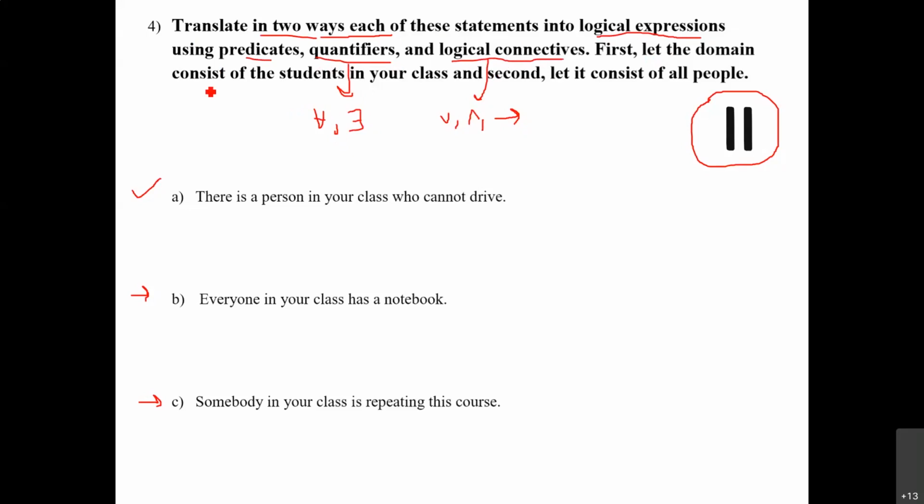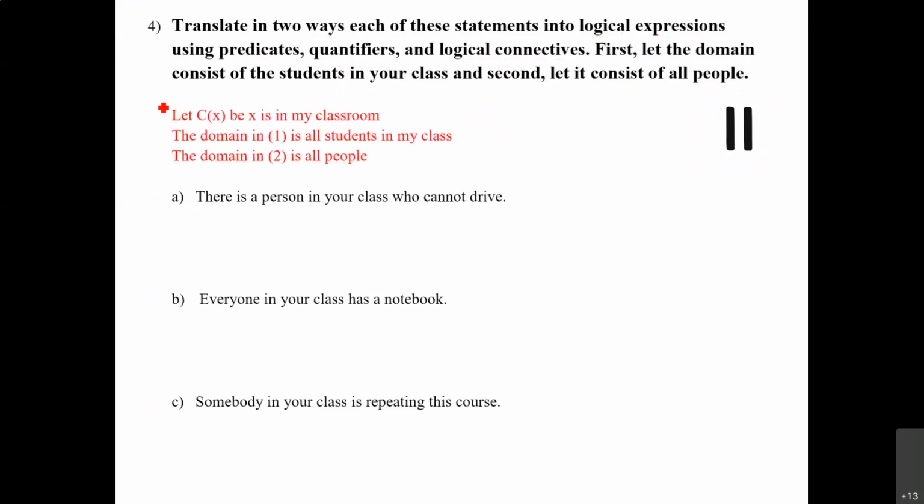First, let the domain consist of students in your class, and second, let it consist of all people. Depending on which domain you work on, the translation will be different. This is going to be for all the parts. Let C of X be a predicate such that X is in my classroom. If this is true, then X is in my classroom.